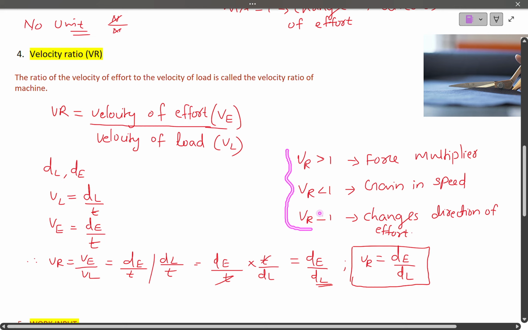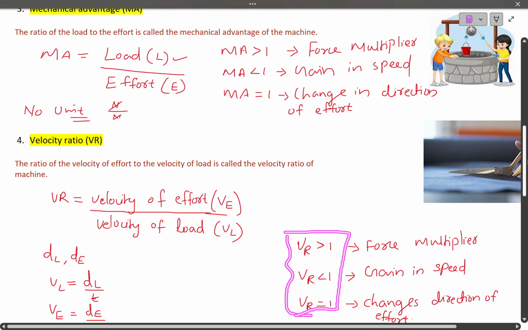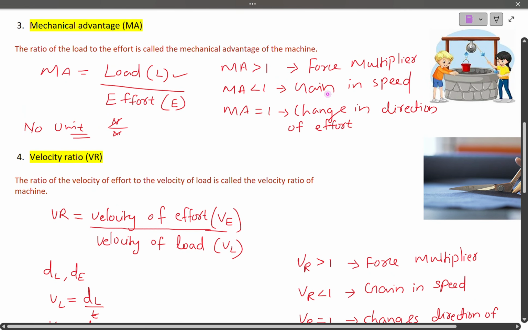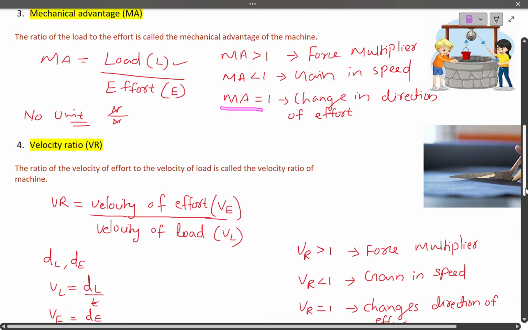Like mechanical advantage, velocity ratio also has three values. Here mechanical advantage greater than 1 means force multiplier. Velocity ratio greater than 1 means force multiplier. MA less than 1, VR less than 1, then in both cases it is gain in speed. Then MA equal to 1 and VR equal to 1 means in both cases it can be used to change the direction of effort.